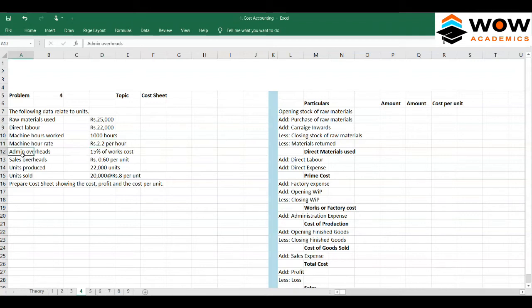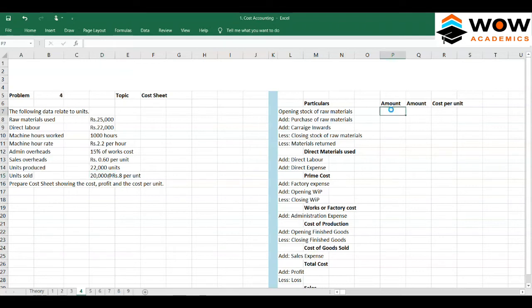Admin overheads is 15% of works cost. Sales overhead is 0.6 per unit. And units produced is 22,000 units and units sold is 20,000 units at a price of 8. So we have to prepare a cost sheet showing the cost, profit and cost per unit. So we have to find out the cost per unit.